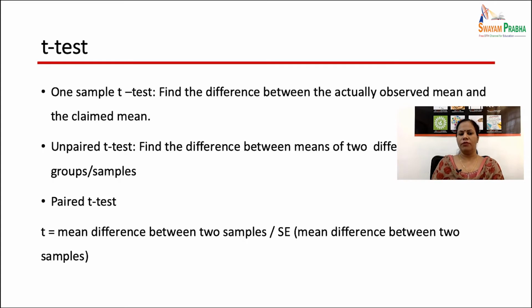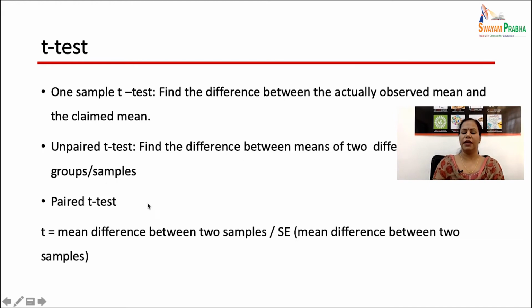So you should always remember that in the one sample t-test we have only one sample, and we try to find out the difference between the actually observed mean and the claimed mean, and in the unpaired t-test we have two different samples, and we try to compare the means of these two different samples.